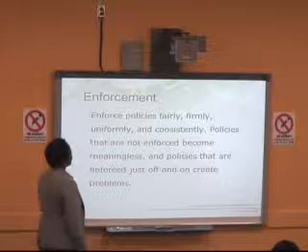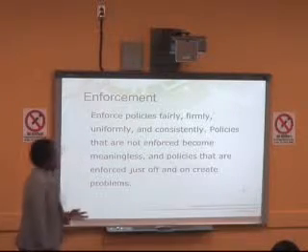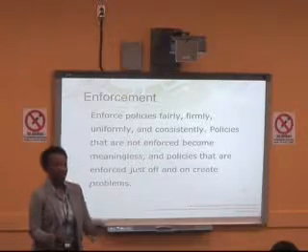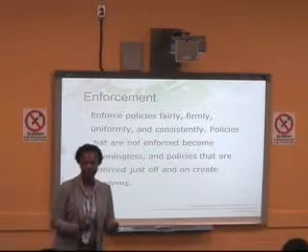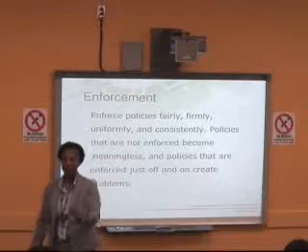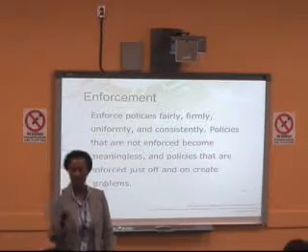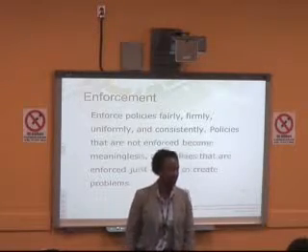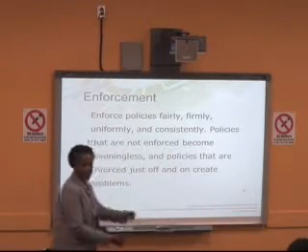So how do we enforce our policies? If you have rules, I'm sure you all have rules in your household, how do you enforce them? Firm. Punishment. So you say you're firm. Consistent. Reprimand for it. Reprimand, anybody? Consequences. Anybody else? So we have firm, reprimand, consequences.